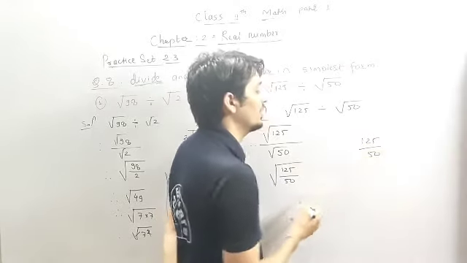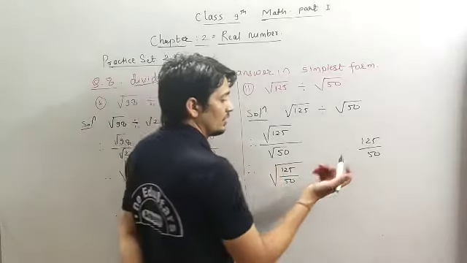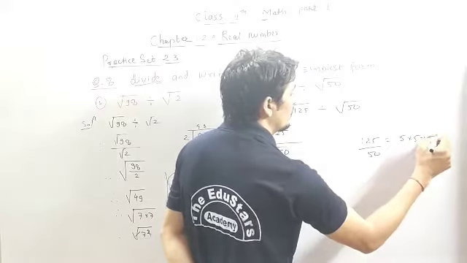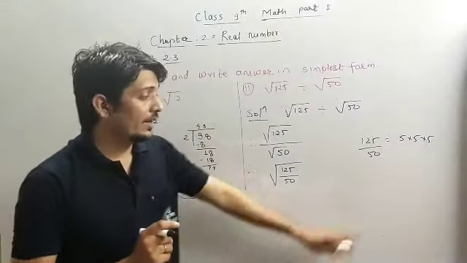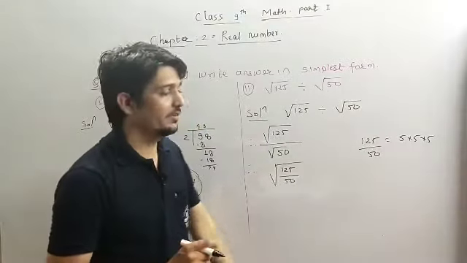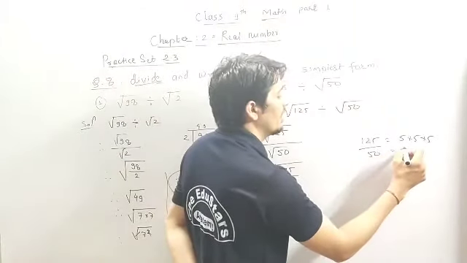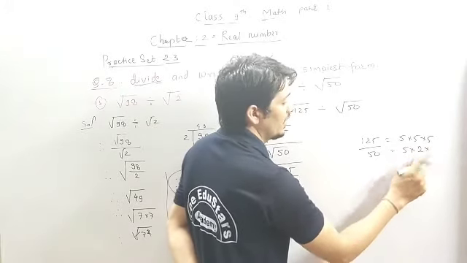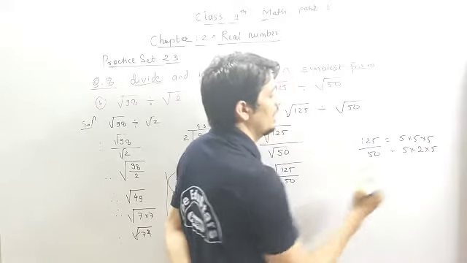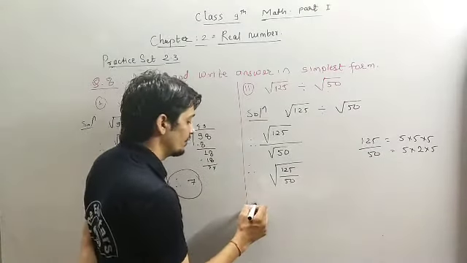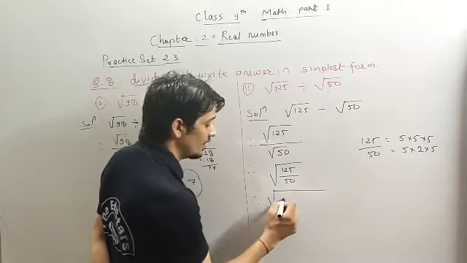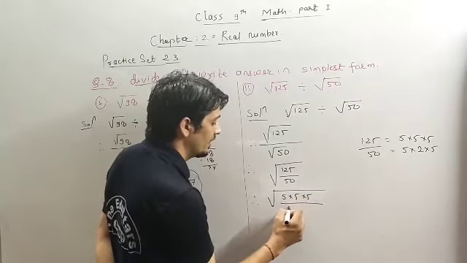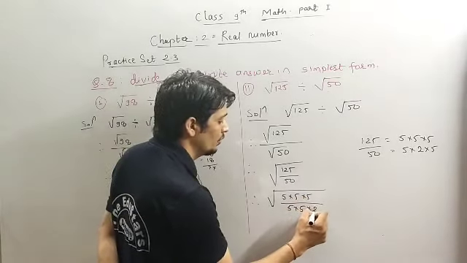125 divided by 50. See, we can write this as 5 into 5 into 5. 5 5s are 25 and 25 into 5 is 125. And 50 can be written as 5 into 2 into 5. 2 5s are 10 and 10 5s are 50. So therefore we can write as 5 into 5 into 5 divided by 5 into 5 into 2.